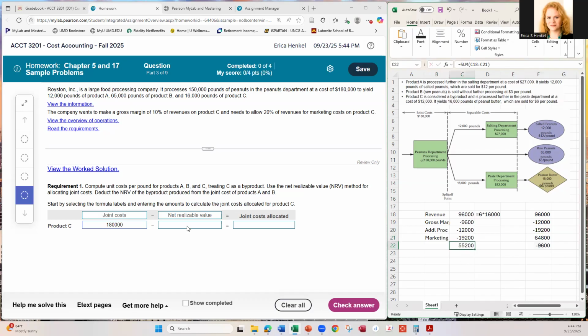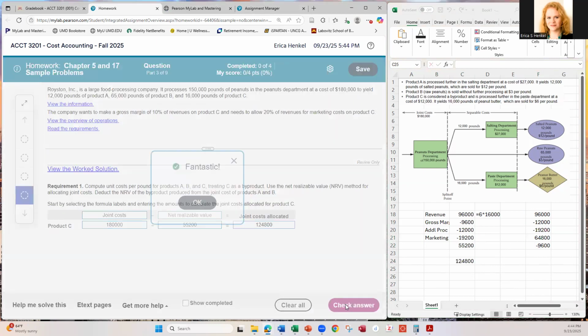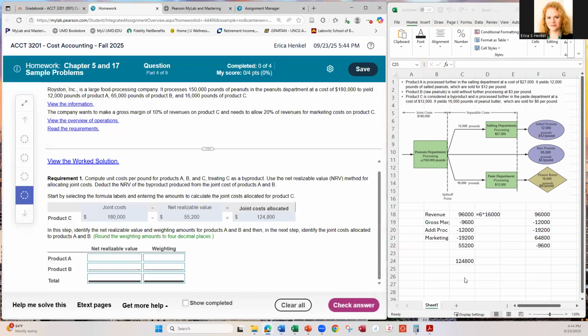Okay. So net realizable value of 55,200 gets us to joint costs allocated here of $124,800.